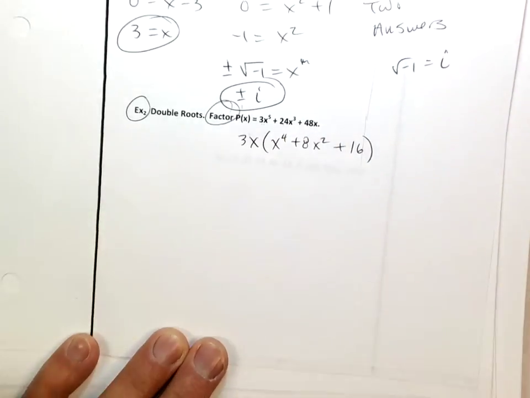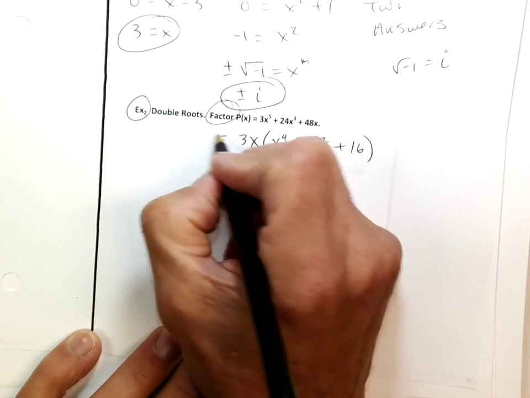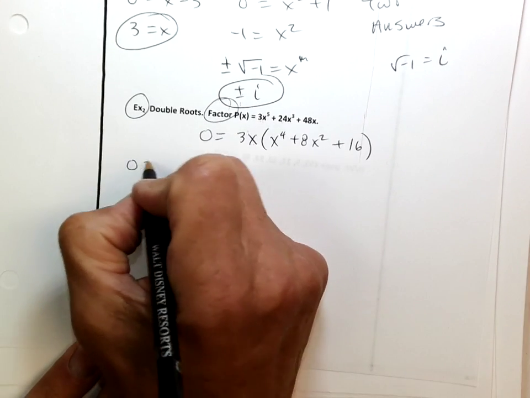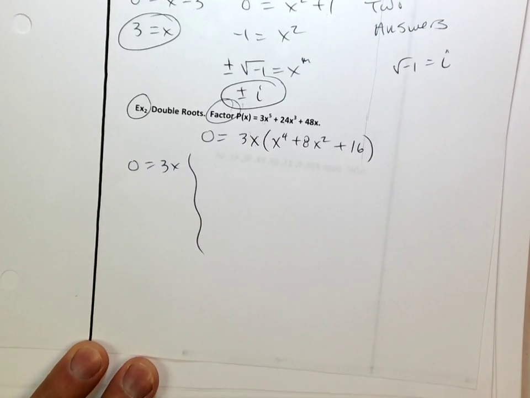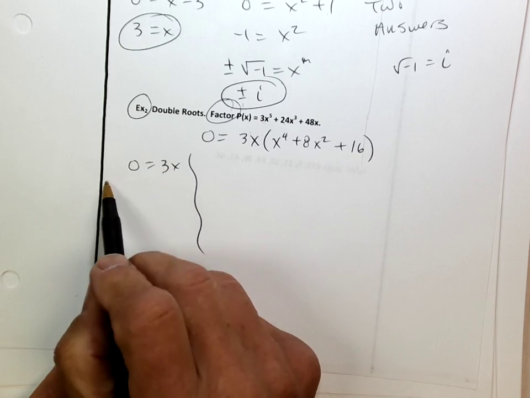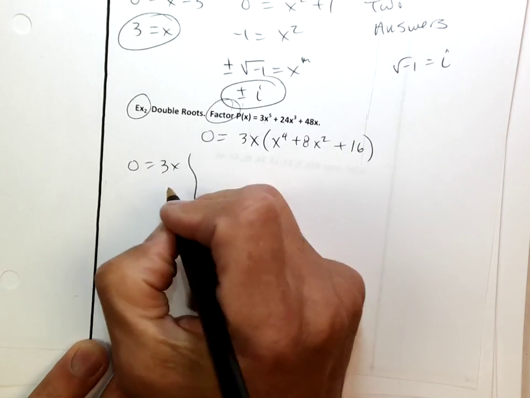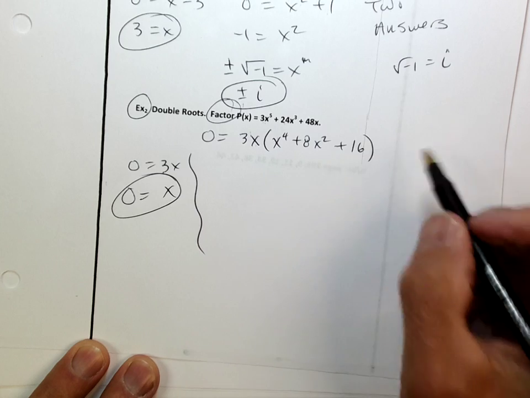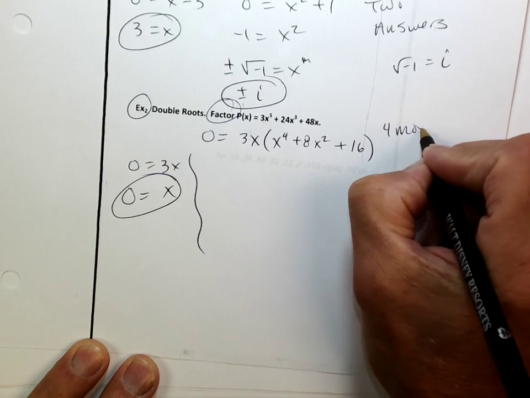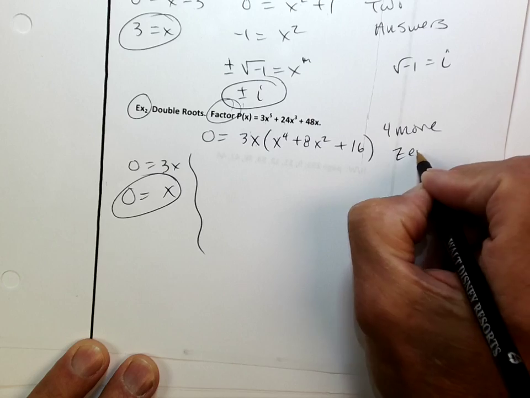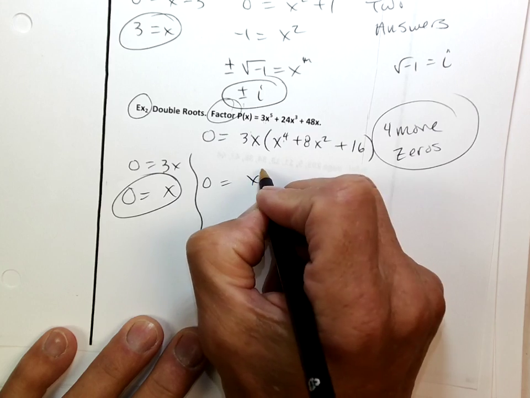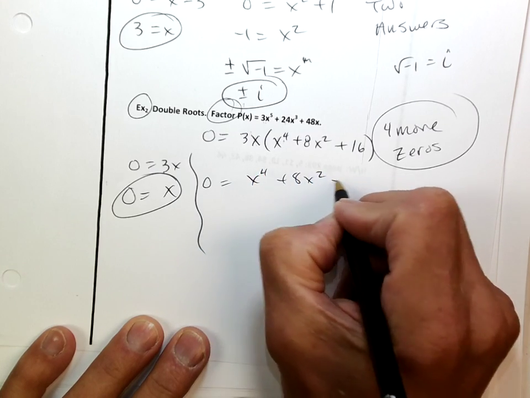So I have to factor. I'm looking for 0, so I set it equal to 0. Now, one answer is really pretty easy. I've got 0 equals 3x. Let's do the easy one first, and we'll go back to this one. So divide by 3, right, Quinn? Divide by 3, and x is equal to 0. There's one answer. Now, here I should get 4 more. I need 4 more zeros because it's to the 4th. So I've got 0 equals x to the 4th plus 8x squared plus 16.